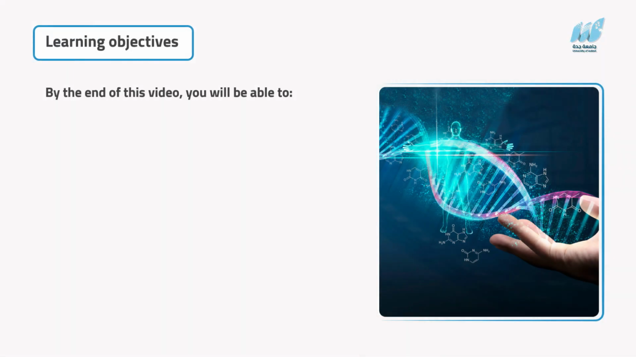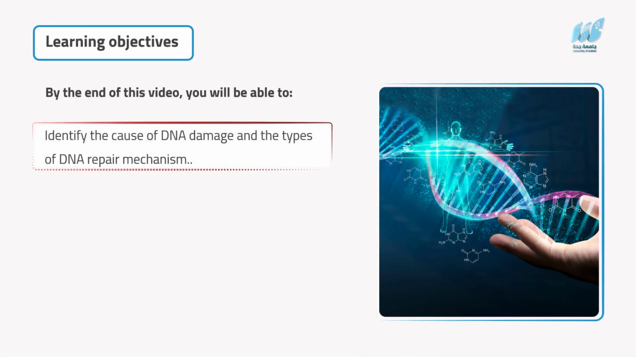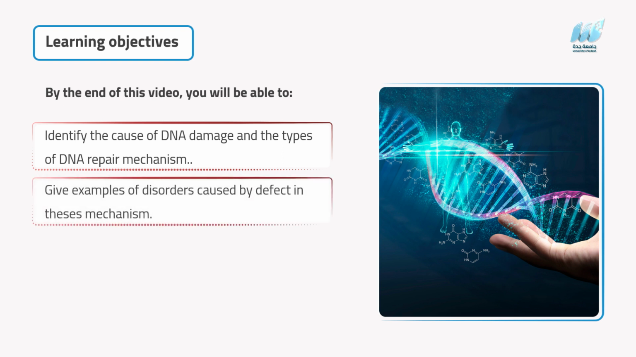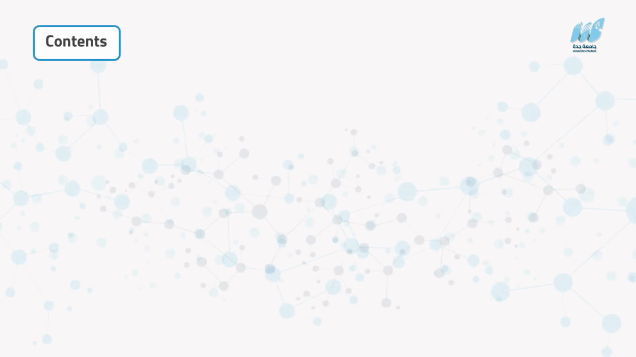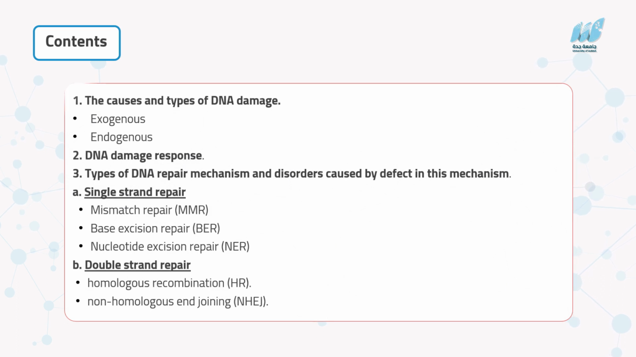By the end of this video, you are expected to identify the cause of DNA damage and the types of DNA repair mechanism. You are also expected to give examples of disorders caused by defects in these mechanisms. The content of this lecture includes the cause and types of DNA damage, the types of DNA repair mechanism, and disorders caused by defects in DNA repair mechanism.